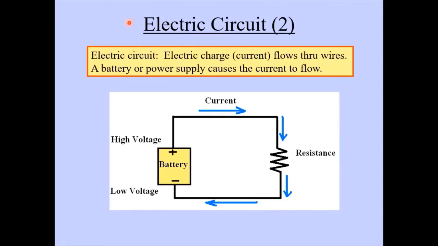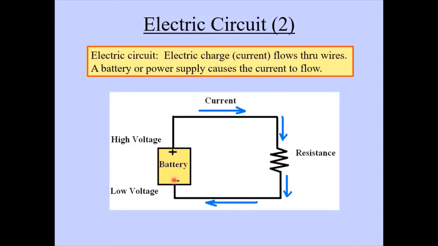So now let's take our water circuit with a pump, and let's see how this transfers over to electricity. In an electric circuit, we have electric charge flowing through the wires, so that makes our electric current. And instead of a pump, we have a battery or a power supply, which causes the current to flow. So this looks very similar to the picture on the last page.